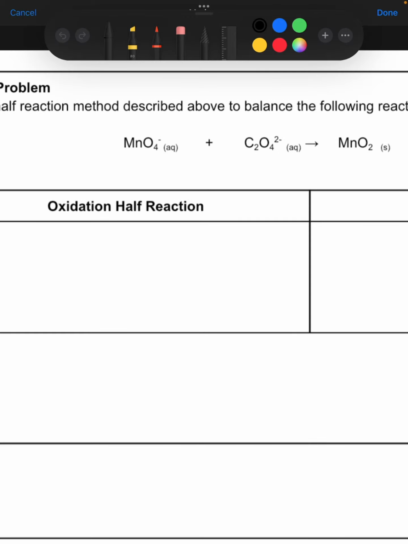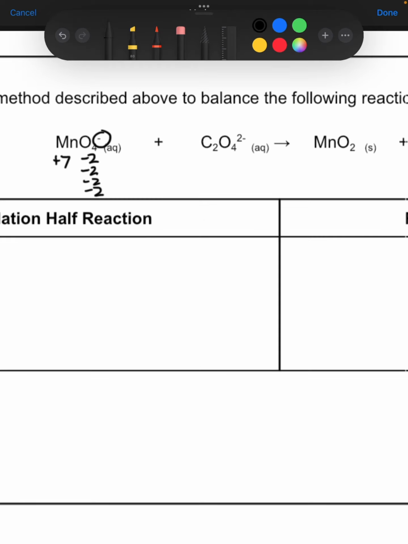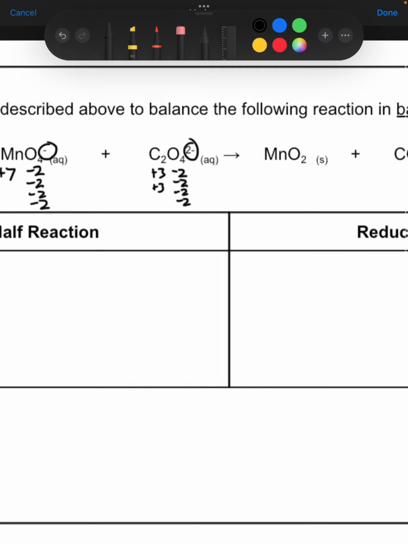But first things first, I just want to go ahead and go through and assign my oxidation numbers to everything just like normal. So I have 4 oxygens here, and they are each a -2 oxidation number. This molecule has an overall charge of -1, which means that that manganese is +7. Each oxygen here, again, has an oxidation number of -2. The overall charge is -2, and so that means that together those 2 carbons are +6, meaning that each of them is going to be a +3.